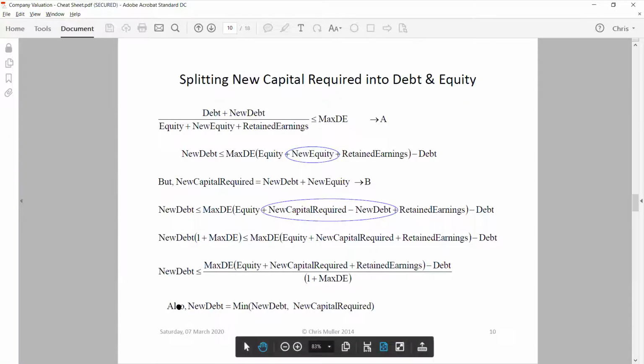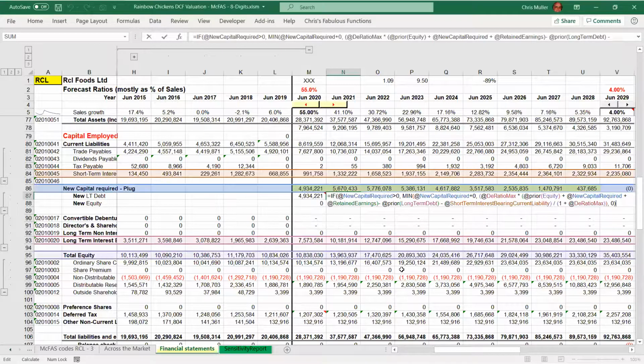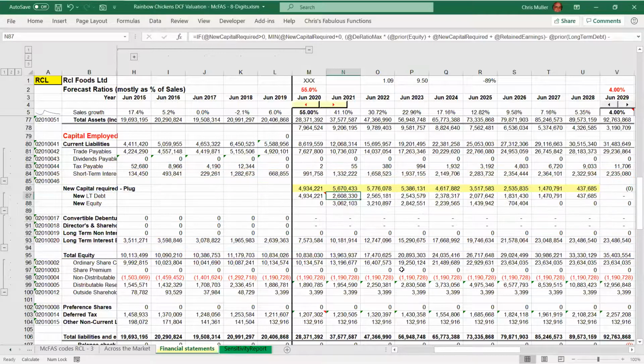And just before you go, remember that we don't want to raise more debt than capital required, because that would force our equity to be negative and imply a share buyback. We don't want a share buyback. So we're going to use the min function to make sure that the new debt is not more than the new capital required. Right, memorize that formula quickly. So I'm going back here. I'm going to press F2.